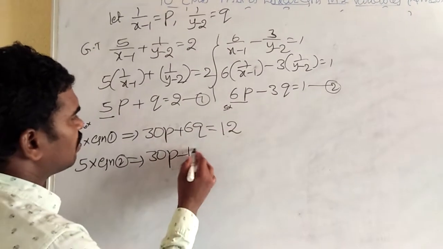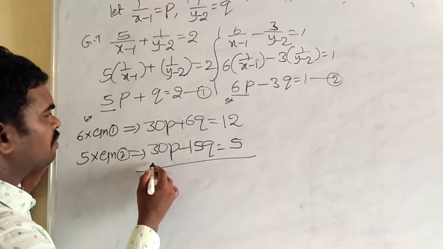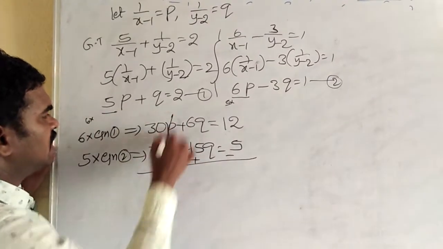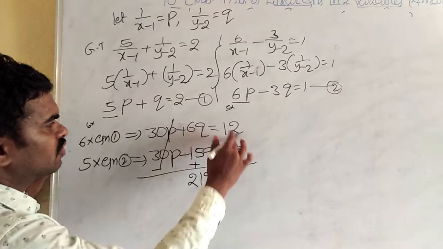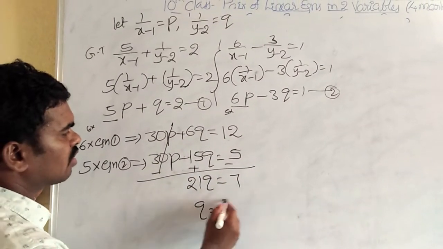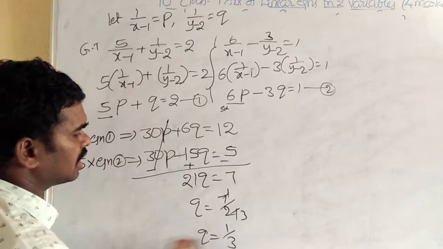5 into 3, 15q is equal to 5 into 1, 5. Then subtracting, minus 30p plus 30p cancel, 6 plus 15, 21q is equal to 12 minus 5, 7. Then q equals 7 by 21. 7 ones are 7, 7 threes are 21, so q equals 1 by 3.